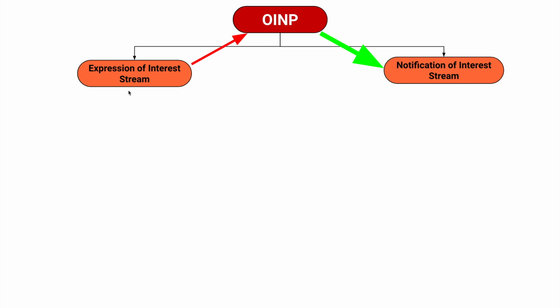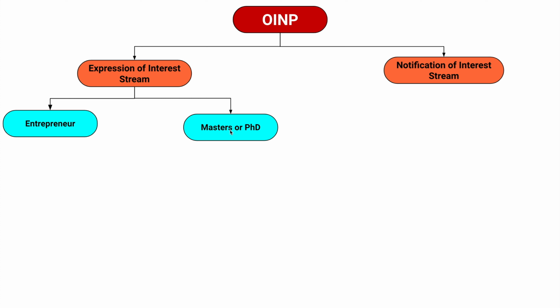In the expression of interest stream, there are different programs through which you can apply. One of them is the entrepreneur stream. If you want to start a business or a company in Ontario, then you can apply through this stream. Then we have the Masters or PhD stream. If you have done any Masters or PhD degree in Ontario, then you can apply through this stream. You don't need a job offer to apply for either of these two streams.